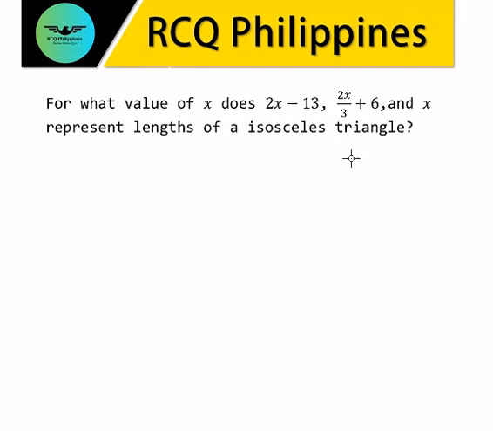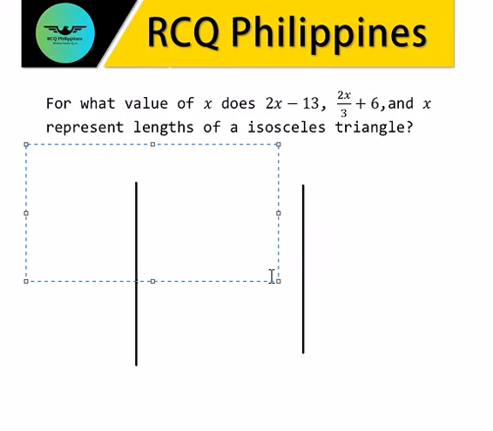We know that an isosceles triangle should have two lengths with the same value. So in this situation, I will divide into three scenarios. The first one is 2x minus 13 equal to 2x over 3 plus 6.